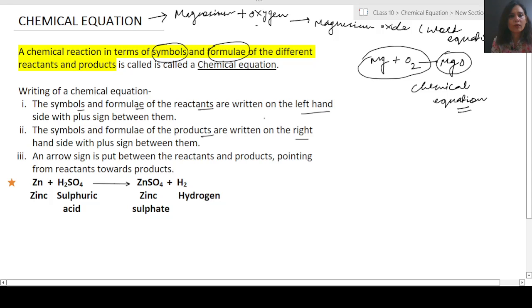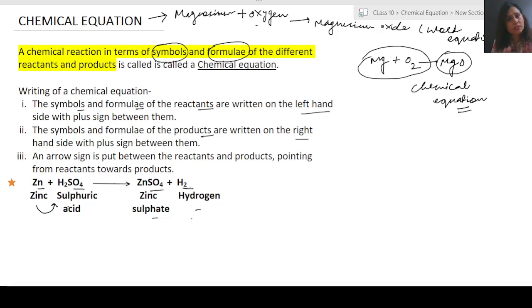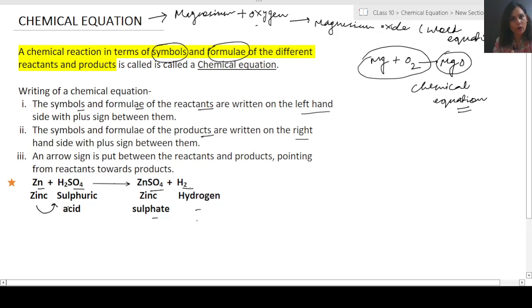Here I have mentioned one example also: zinc plus H2SO4 gives us ZnSO4 plus H2. This chemical equation tells us that zinc reacted with sulfuric acid and produced zinc sulfate and hydrogen gas. What I have just spoken is a statement. From the statement, when we take up the reactants and the products and mention them in terms of symbols or formulae, it becomes a chemical equation.